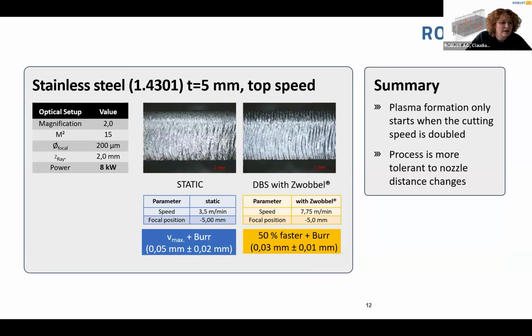And the last example that I bring, again stainless steel, but a thinner stainless steel of just 5 millimeter. And we compare ourselves again to a very nice result with a static spot and also with very, very little burr. And with our technology, we could more than double the speed and keep the nice quality. And what we also experienced is that the process is more tolerant to nozzle distance changes. So it's a more robust process if you compare to a static spot.